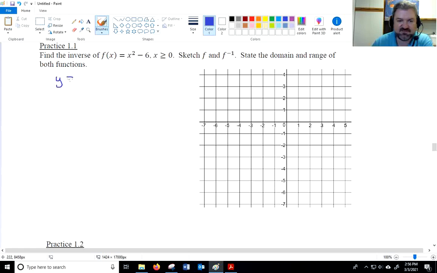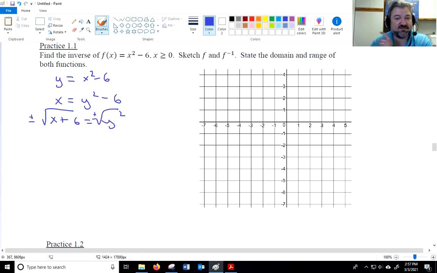So I have y is equal to x squared minus 6. I'm going to switch the x and y, and I get x equals y squared minus 6. And now what I need to do is solve this, and I'm going to use square roots. I'm solving for y, and all I have is a y squared, so square roots is a fine strategy. Take the plus or minus square root of each side. Because we're taking a square root, I need plus or minus. And I get plus or minus the square root of x plus 6.